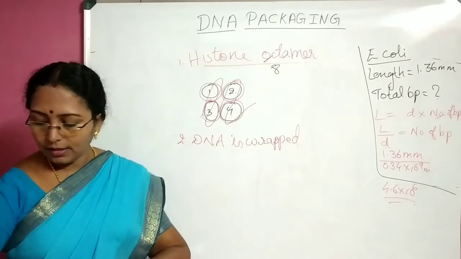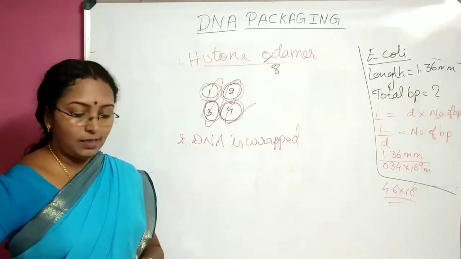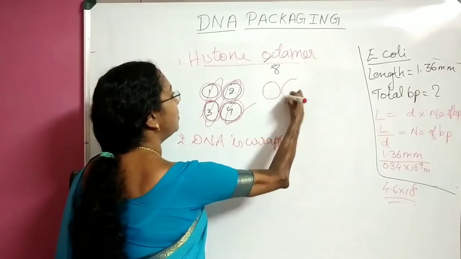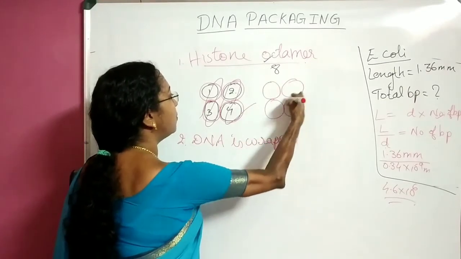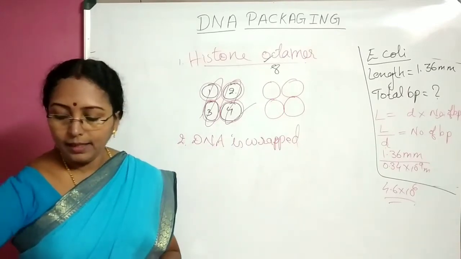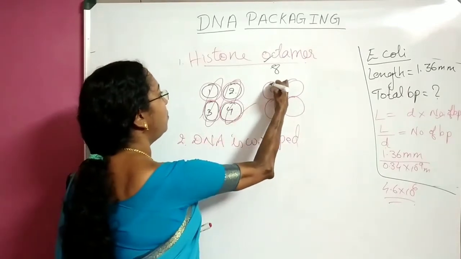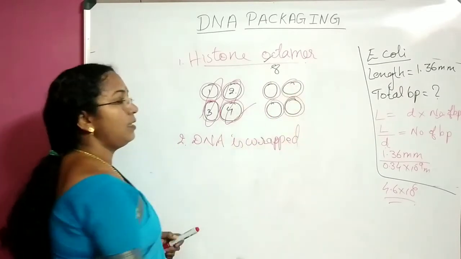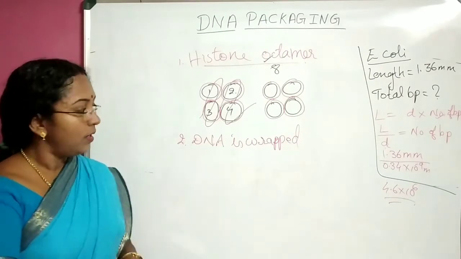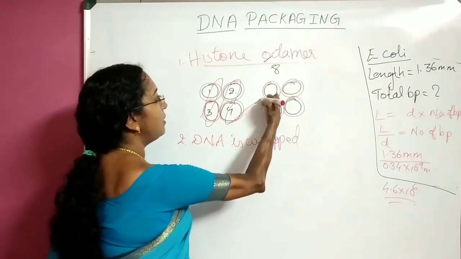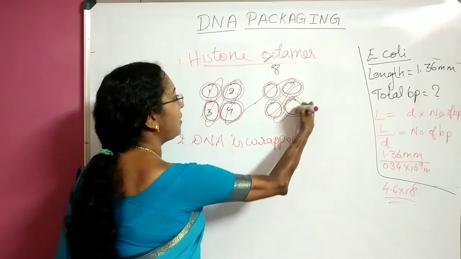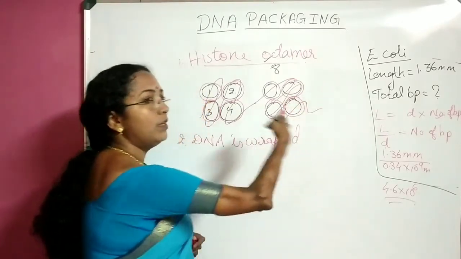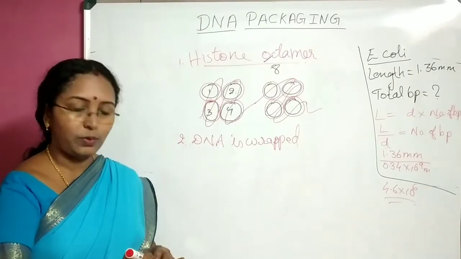Now again after a few distance, you will have another histone octamer. 1, 2, 3, 4. Then again the rest 4 superimposed on this one. So this is the second histone octamer. Now after moving for a certain distance, DNA gets wrapped over the second histone octamer. Then again this continues with the third one, fourth one, fifth one, likewise.